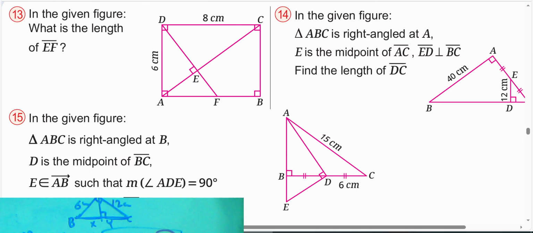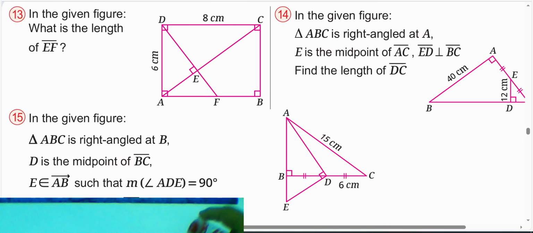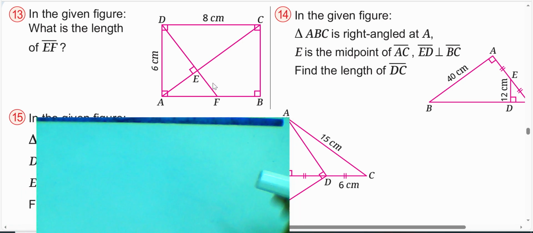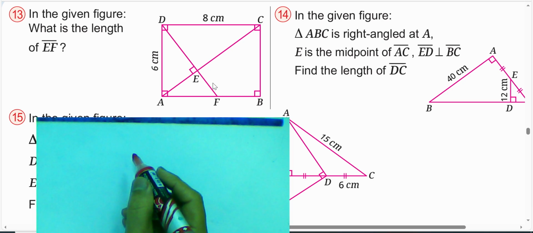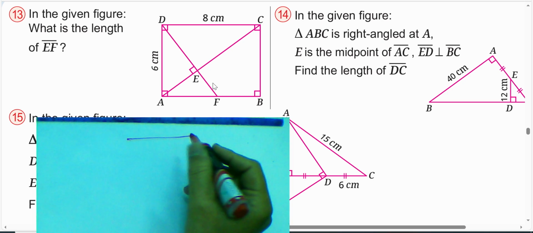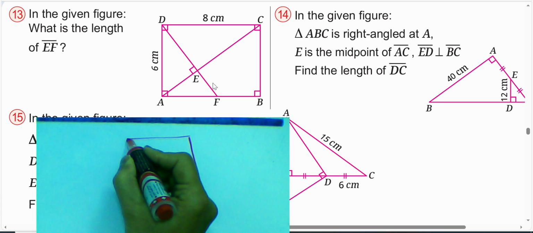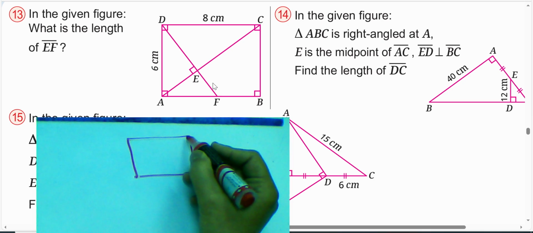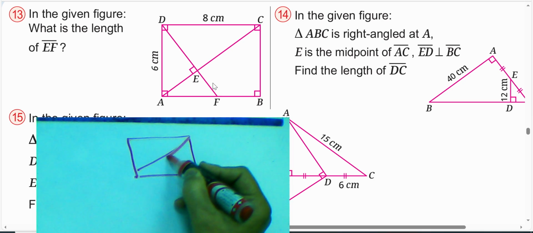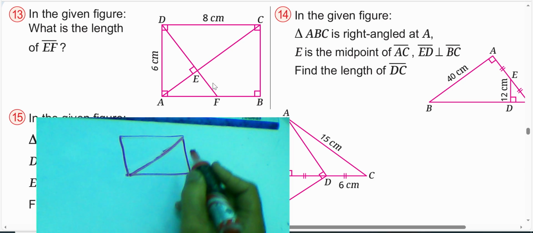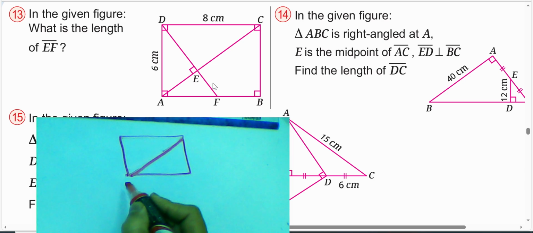Next question, number 13. Now we will solve question number 13. In the given figure, we want to find the length of EF. Okay, look here, we have a rectangle. In this rectangle, we know the two diagonals bisect each other. We have line segment AC.